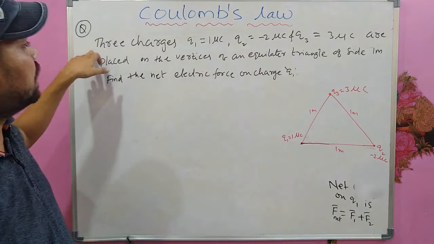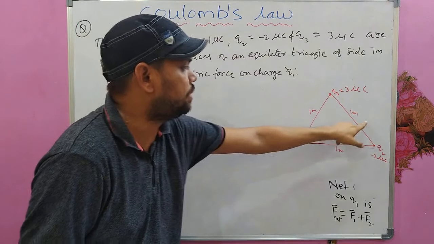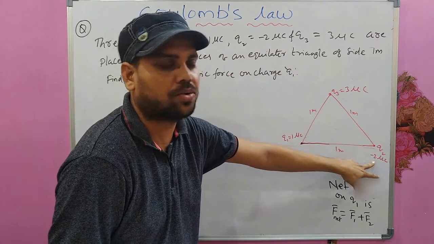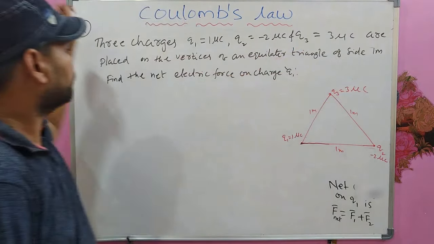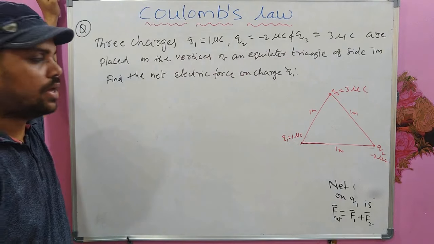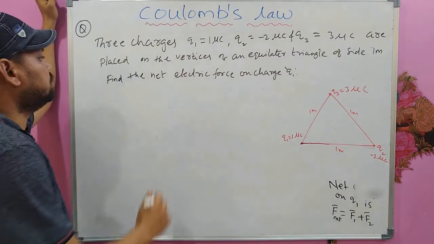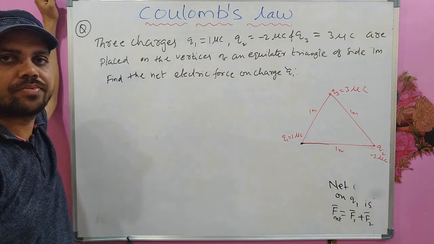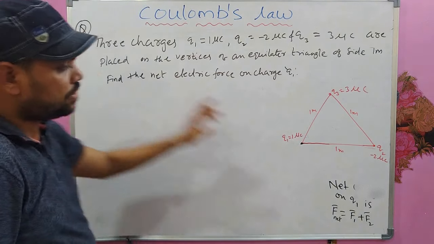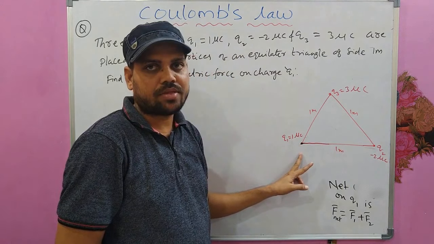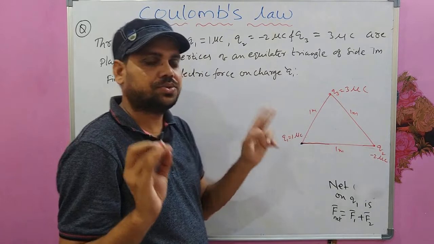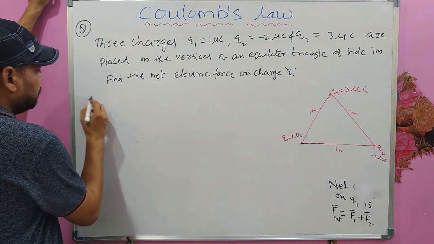Three charges Q1, Q2, Q3 are placed on the vertices of an equilateral triangle of side 1 meter, where Q1 is 1 microcoulomb, Q2 is minus 2 microcoulomb, and Q3 is 3 microcoulomb. The aim of this problem is to find the net electric force on charge Q1. How many forces are acting on this charge Q1? Two forces. One is by Q2 and the other one is by Q3.